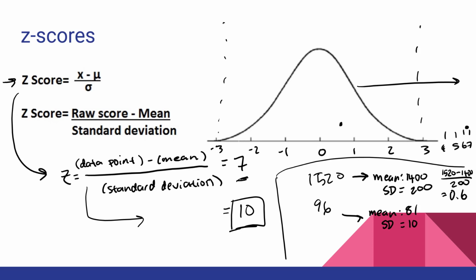Now what about you? Your score was a 96, and the mean was an 81, all over 10. And from there, we get a z-score of 1.5. So that means you are over here, and you are farther away from the mean. So you are much higher than average compared to the other person, and therefore you did better.